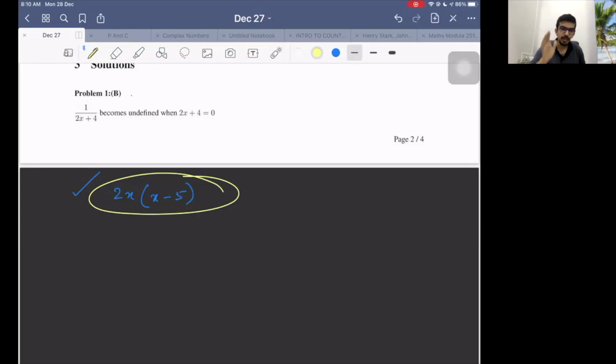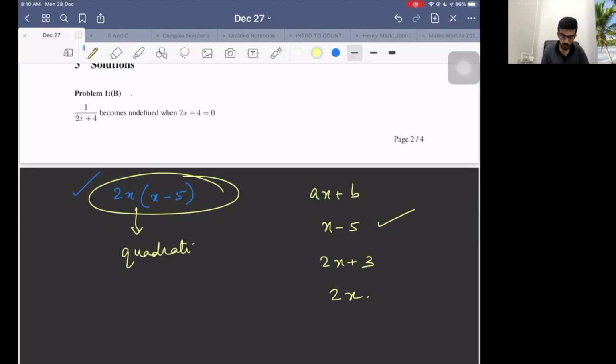You would have definitely seen this kind of expression. If we had a linear expression, it would look like a simple term, ax plus b. x minus 5 is a linear expression, 2x plus 3 is a linear expression, 2x is a linear expression. But here, two linear expressions are being multiplied. So this is what we call a quadratic expression.